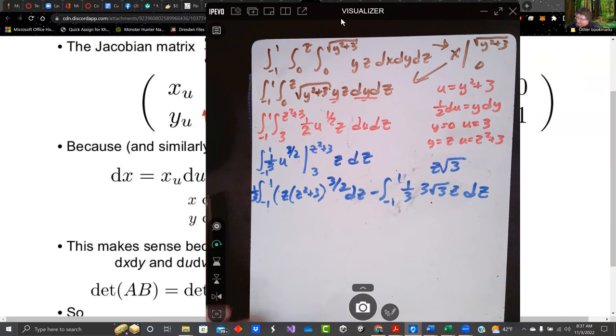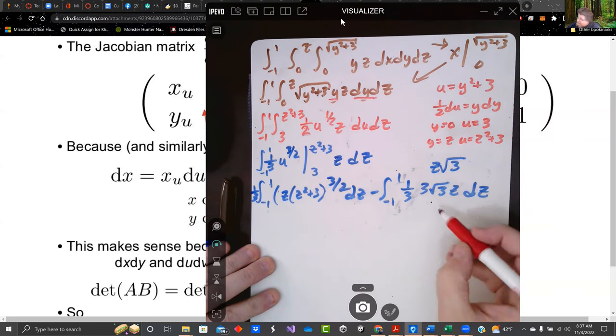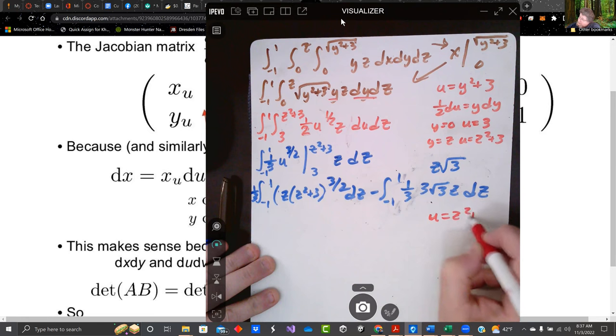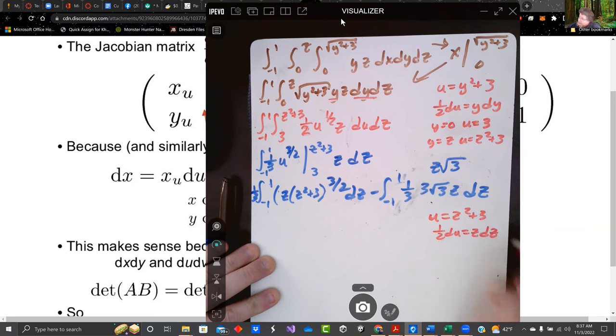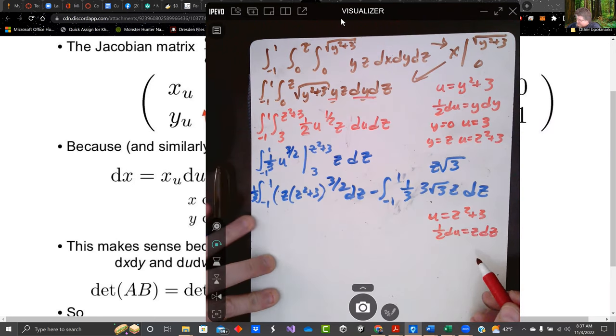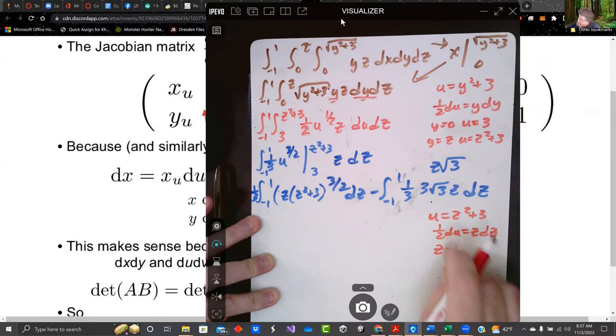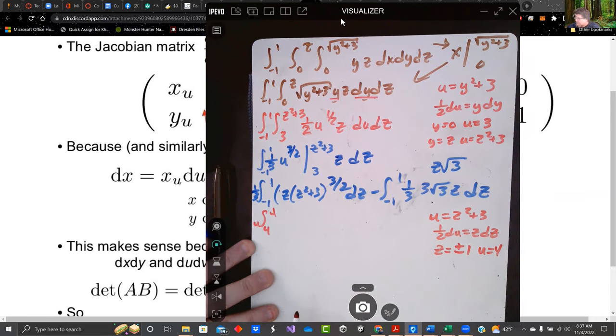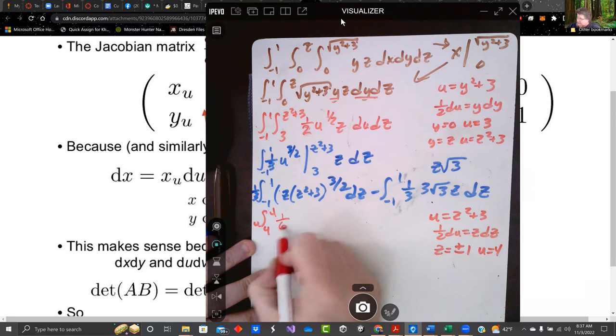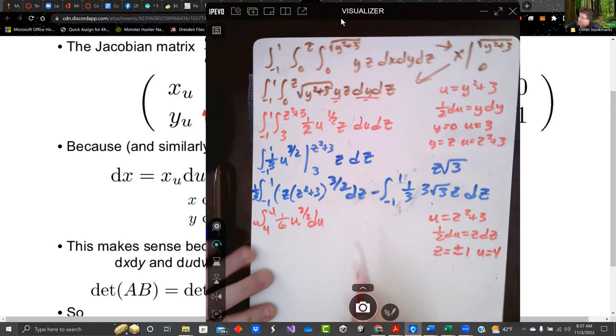All right, so here we got another u sub, and it looks identical to what's up here, other than my boundary conditions. Check this out. When I plug in z equals negative 1, I get u equals 4. And when I do it with positive 1, I also get u equals 4. So this integral for u is going to go from 4 to 4. And sure, it's 1/6 u to the 3/2, but that's just going to go away.